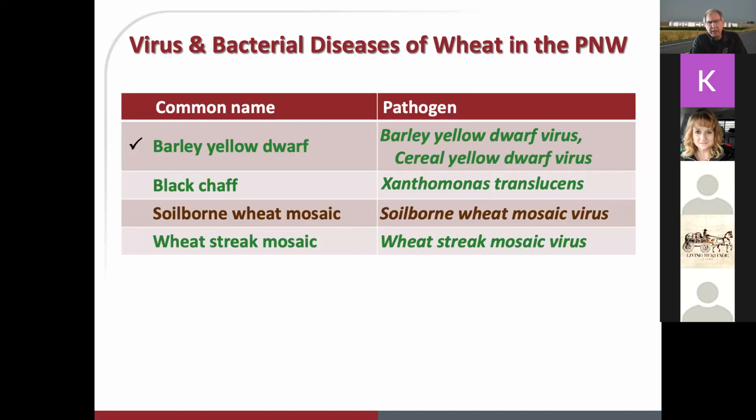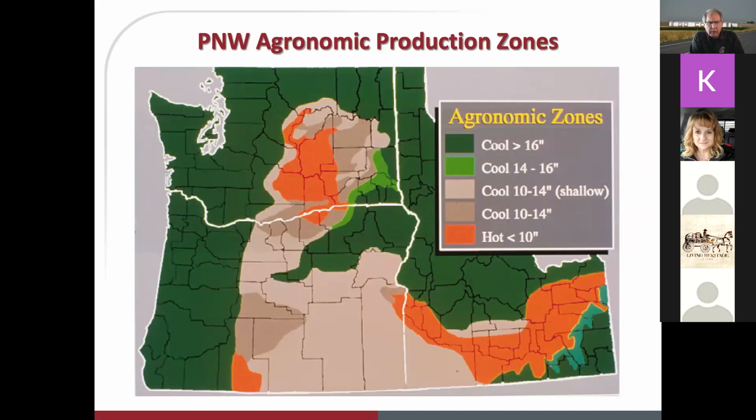So one of the things I like to do when I talk about these diseases, first of all, is to show this map, which shows our rainfall and relative temperatures across our production region. And they range from relatively low rainfall, less than 10 inches of annual precip, and relatively warm daytime temperatures in the central part of the state, to cooler temperatures and greater rainfall in the far eastern part of the state. And that's important because the diseases that we talk about are influenced strongly by temperature and moisture.